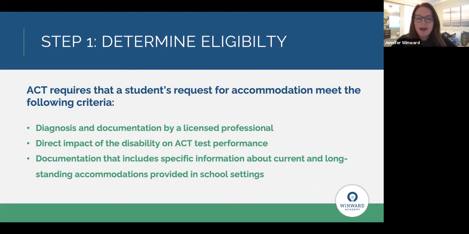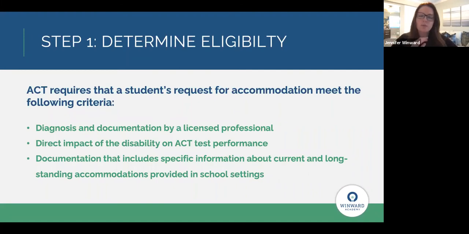So again, this gets back to what I shared earlier. This is not about having more time would be helpful. The argument here is that if I don't get more time, I do not have equal access to perform at my abilities.